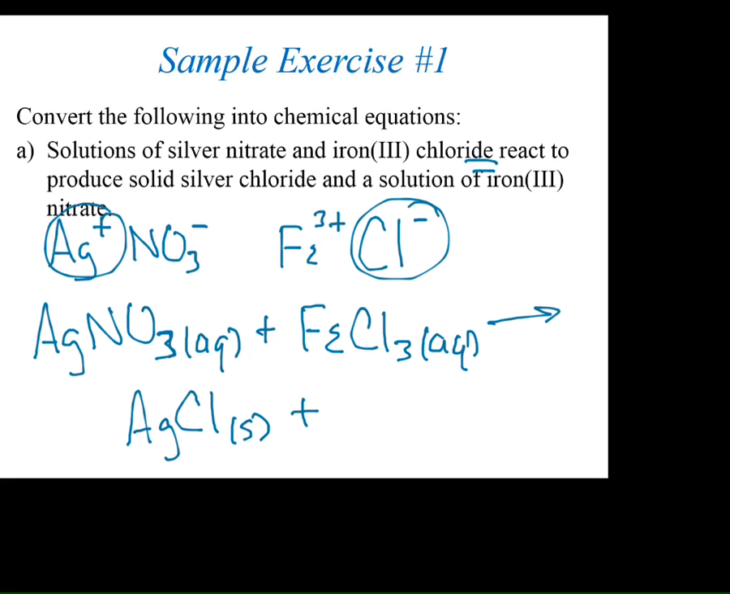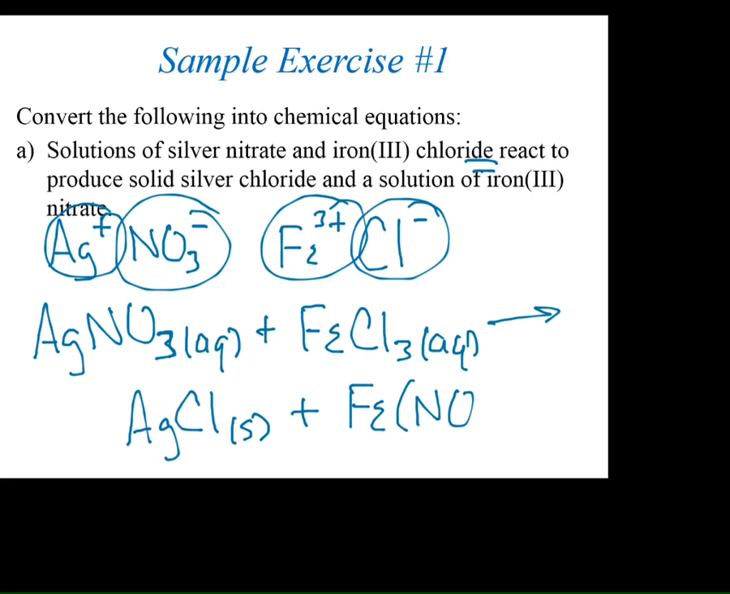Iron 3 and nitrate. Oh, iron 3 is 3 plus, nitrate is 1 minus. So I need 3 of those nitrates to balance out my 1 iron. So iron, and then 3 nitrates. And that is a solution. So aqueous. So something like that.